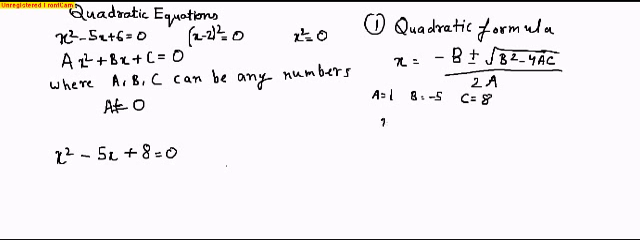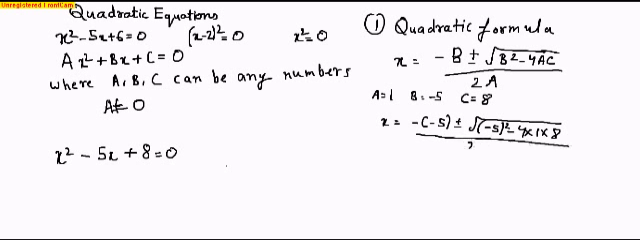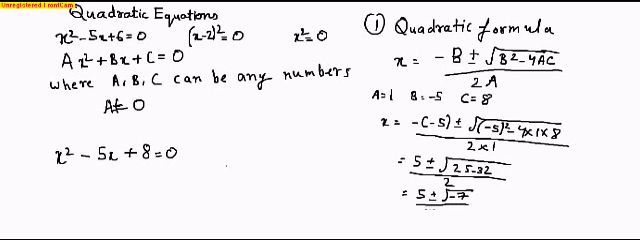Plugging this in the equation, we get x equal to minus of minus 5 plus minus root of minus 5 whole square minus 4 into 1 into 8, by 2 into 1, which gives us 5 plus minus root of 25 minus 32 upon 2, which gives us 5 plus minus root of minus 7 by 2.